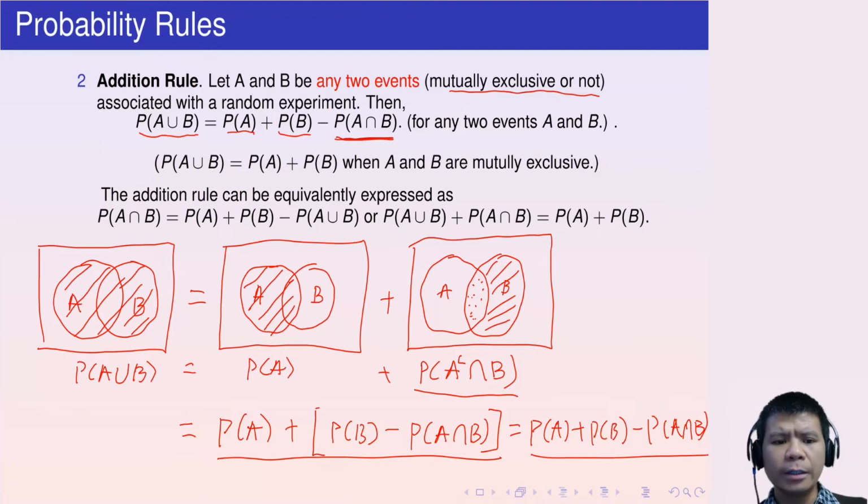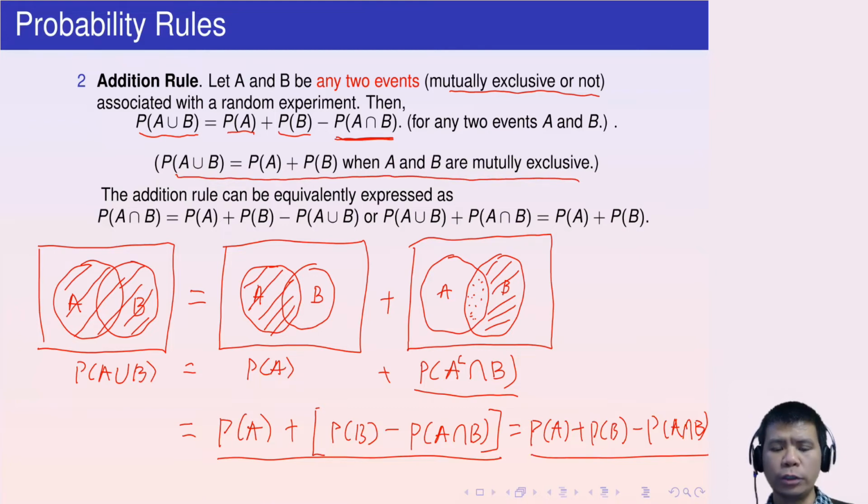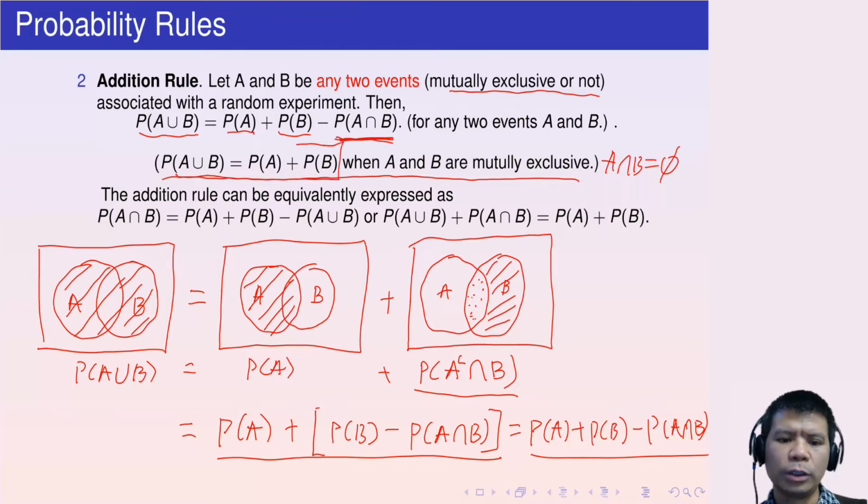And there is a special case here when A and B are mutually exclusive. What do we mean by mutually exclusive? That is, A intersect B is empty, right? It's an empty set, it's a null event. In this case, the probability of the intersection is simply 0. So we're going to have this equation. But this equation holds only when they are mutually exclusive.